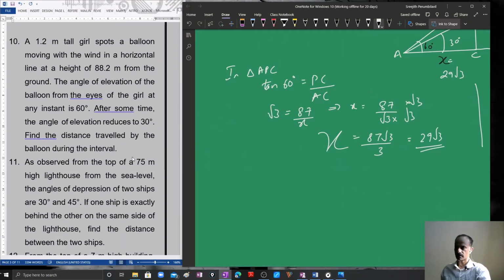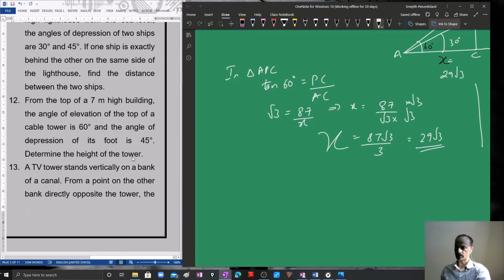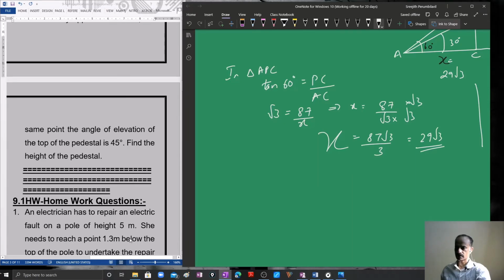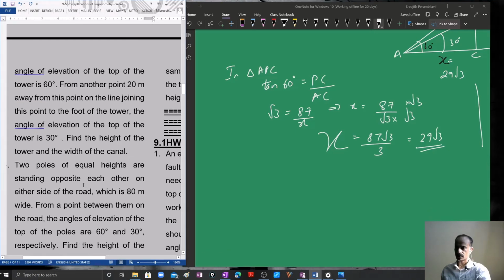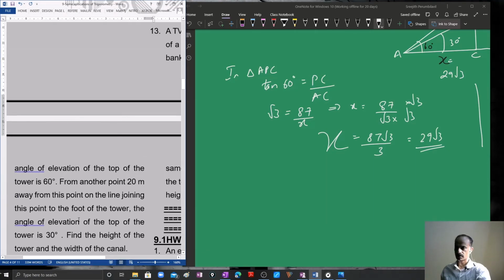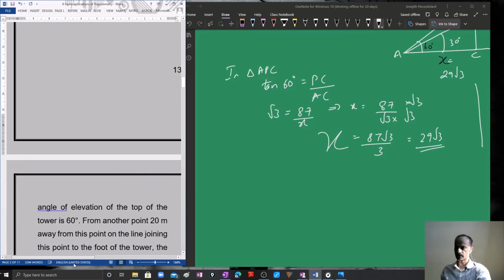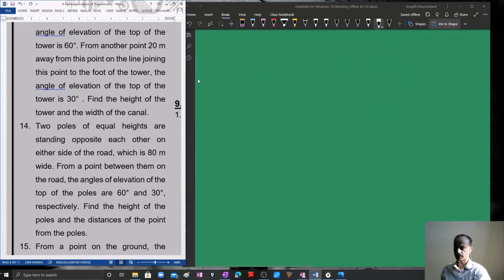Now question number 11 is fine. Try these questions. Question number 13. A TV tower stands vertically on the bank of the river. Okay. Question number 14.